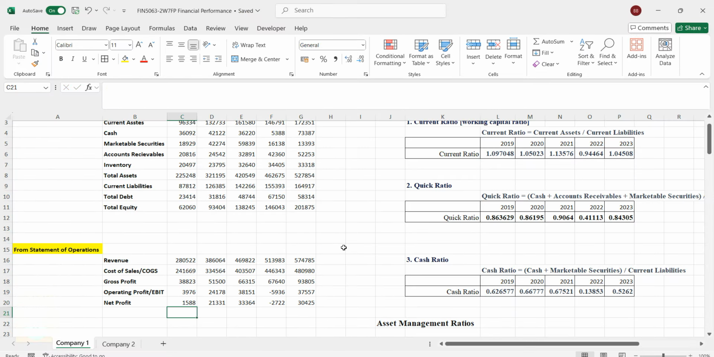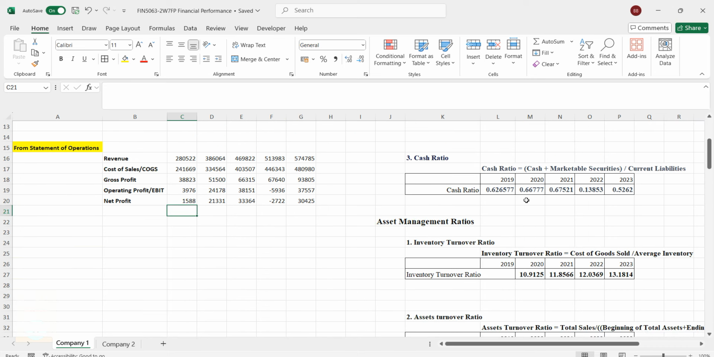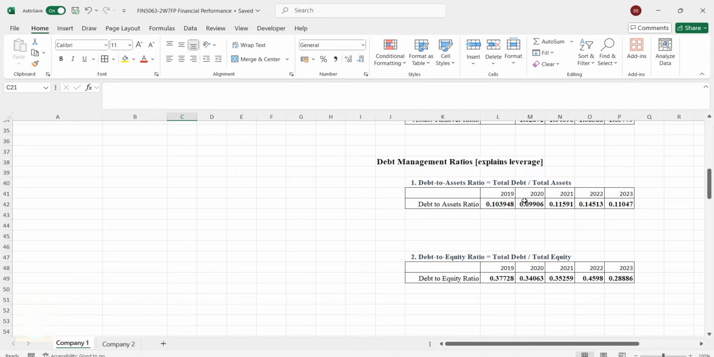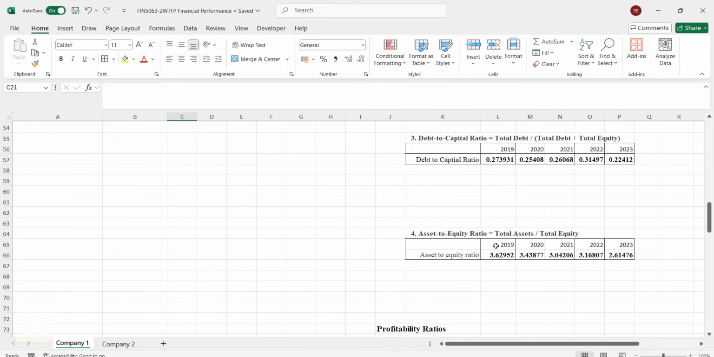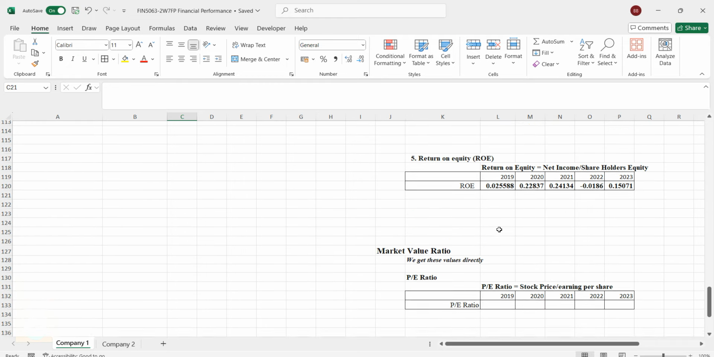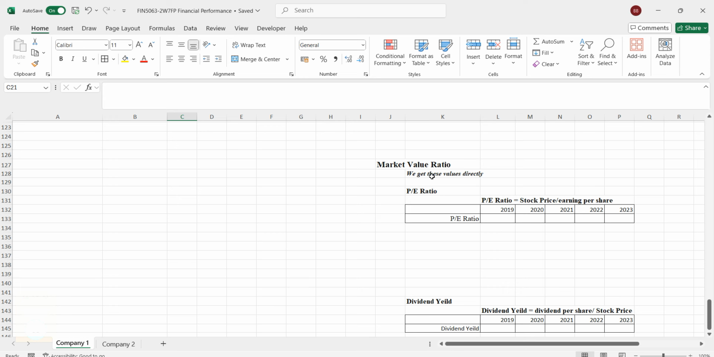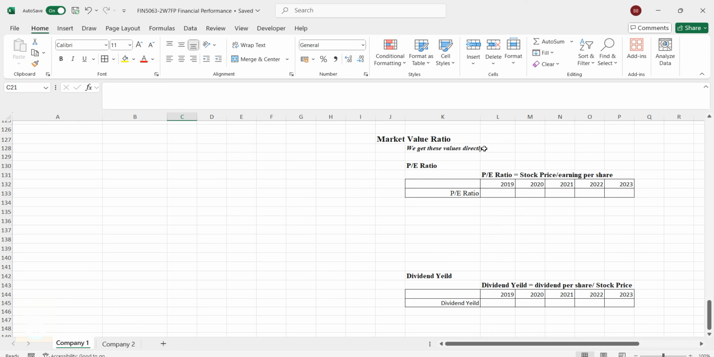So simple activity. Once you did it, next you can work on the other company. These are the values for Amazon company, and now you can see all the ratio values are calculated. Each and every ratio in the sheet is calculated by default because I have included the formula. For market value ratio, there is nothing populated because we are supposed to get it from the internet.